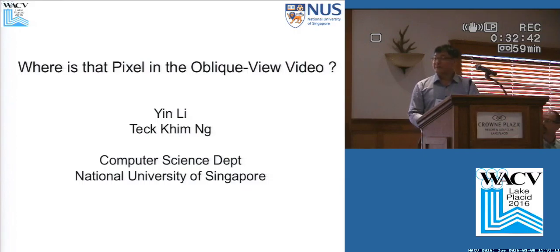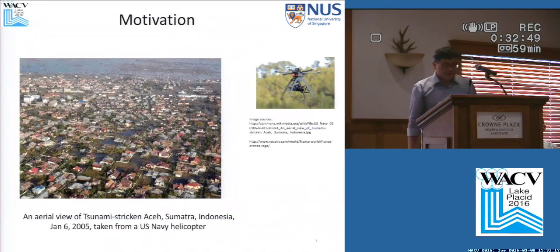Us where we are, but it doesn't tell us where is the pixel we are looking at. So this is a problem that we are trying to solve. Right? So why is it an important problem? This is a scene of the tsunami that hit Indonesia.